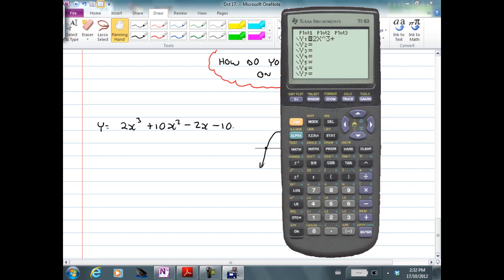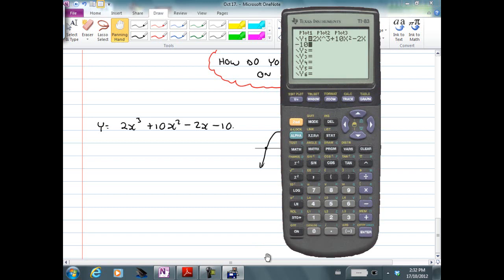Can you guys see my little cursor? Oh, now you see it? Not yet. We're going to do this together, as a class. 10, hit x again. Now, if you want, we have a square button. You can hit square if you want, right here. Minus 2, hit x. Minus 10.